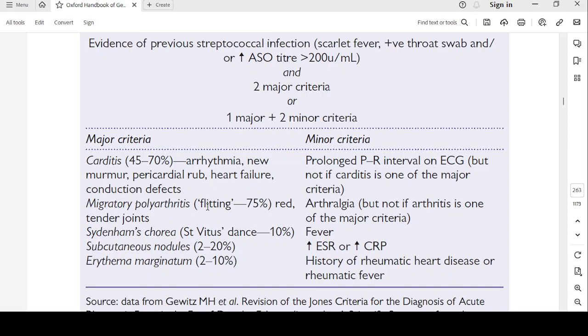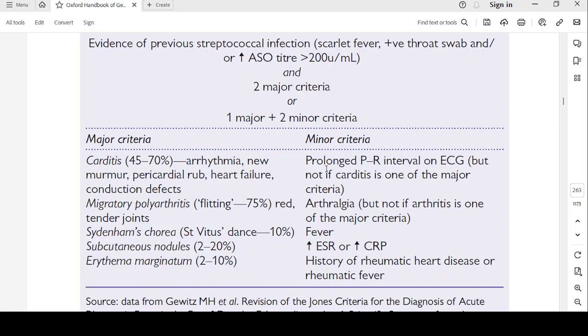Migratory polyarthritis, fleeting, 75%: red tender joints. Sydenham's chorea, St. Vitus dance, 10%. Subcutaneous nodules, 2 to 20%. Erythema marginatum, 2 to 10%. So the most common are carditis and migratory polyarthritis.